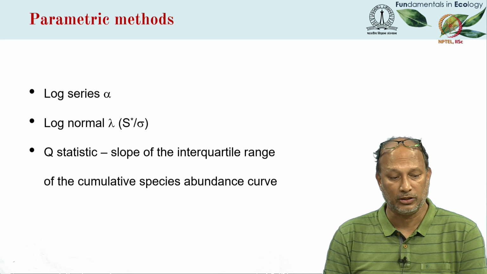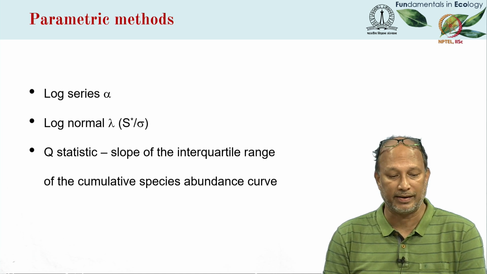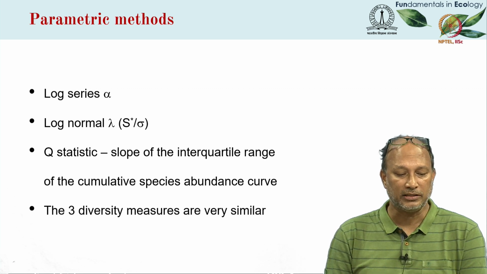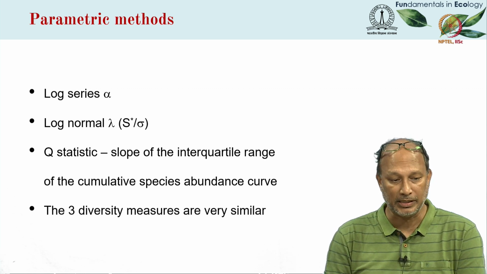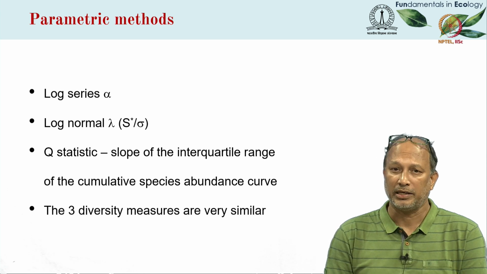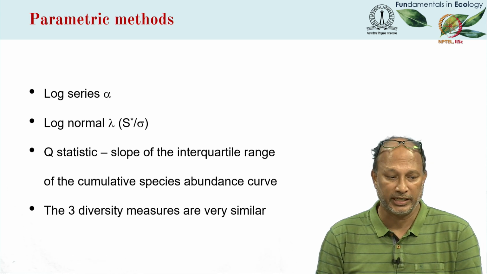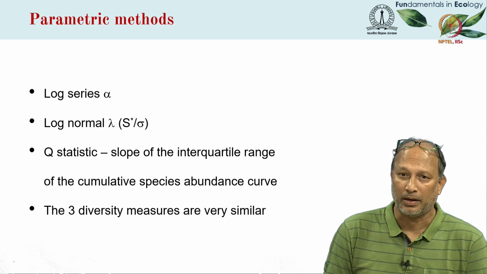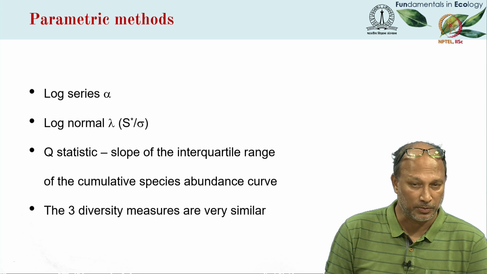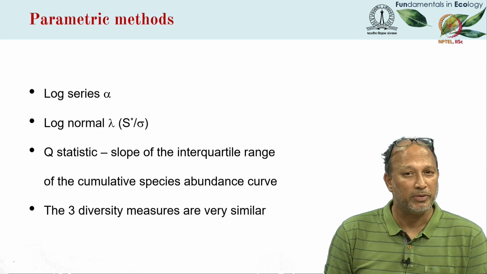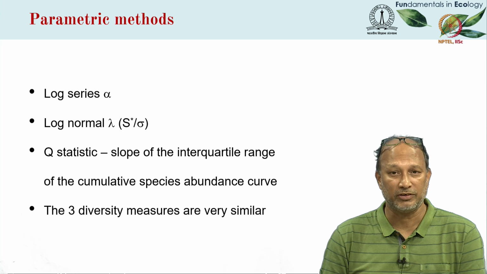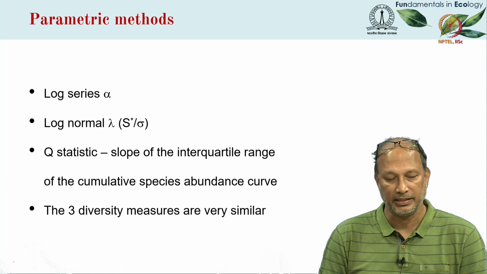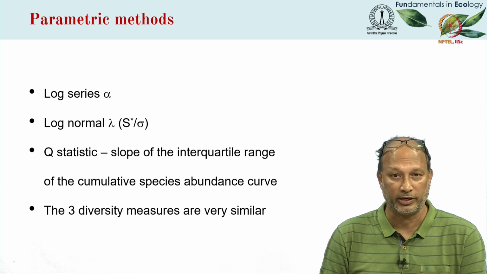And there's another statistic called the Q statistic, which is the slope of the interquartile range of the cumulative species abundance curve. Now, all of these parametric diversity measures are very similar, and the first two are derived from these distributions, the log series and the log normal, which we'll examine in much more detail in the lecture on relative abundance itself. Today we're going to be focusing on how we derive measures of diversity given these uneven abundances. And these are the main parametric methods that have historically been used.